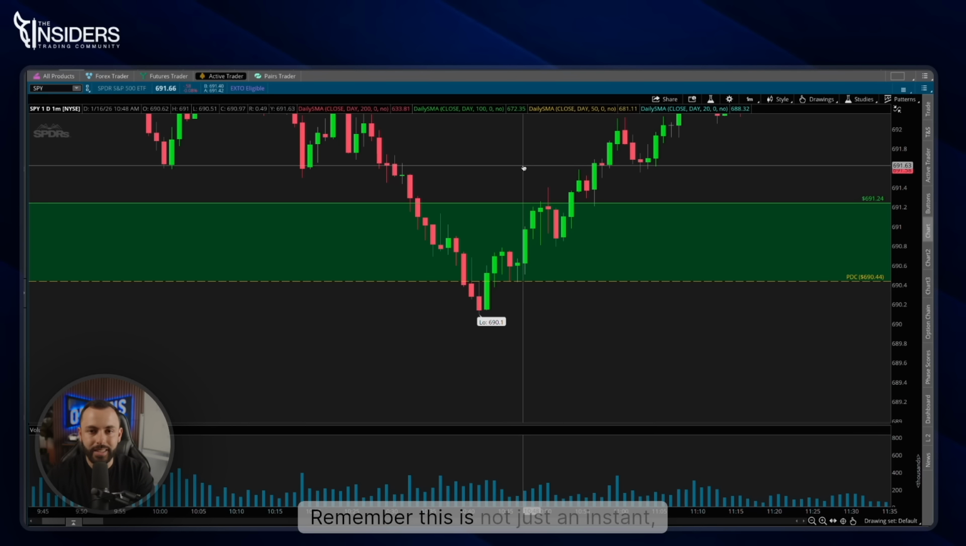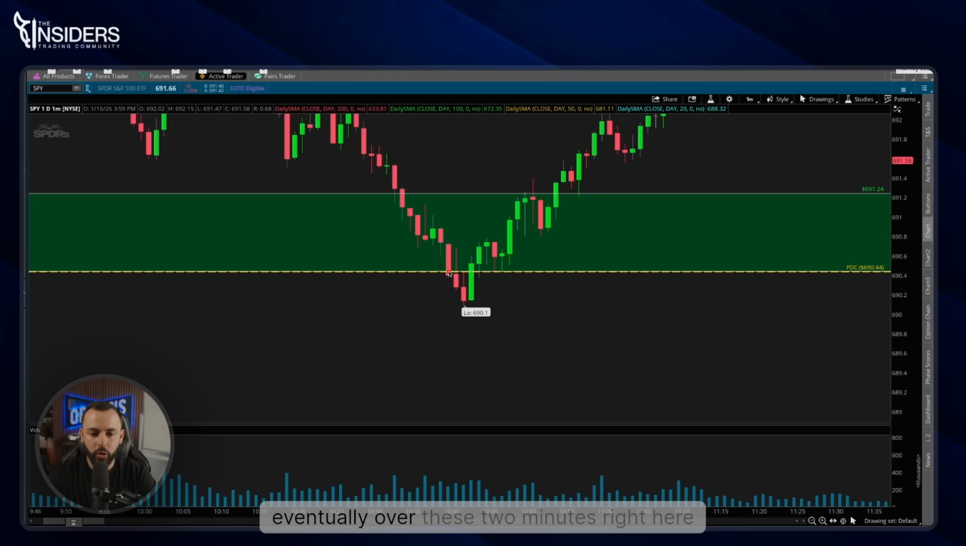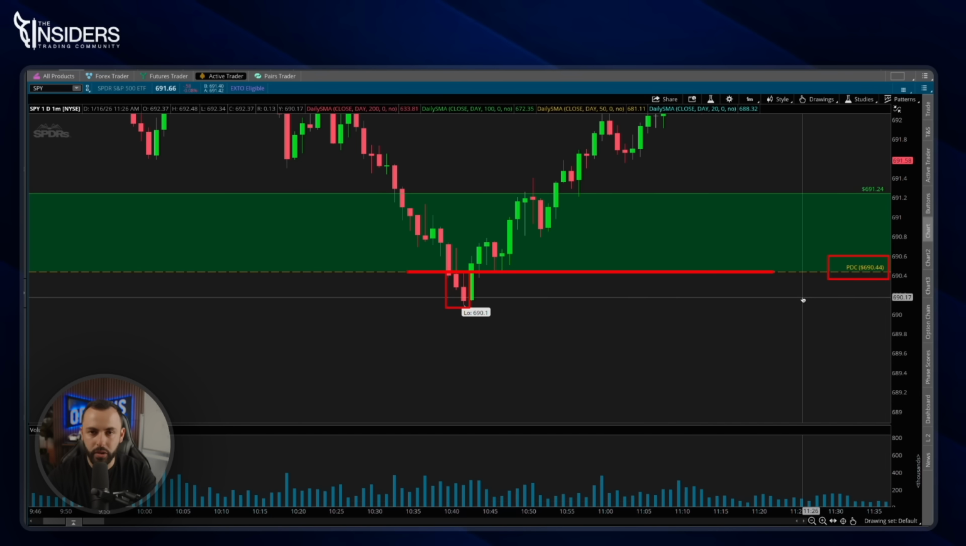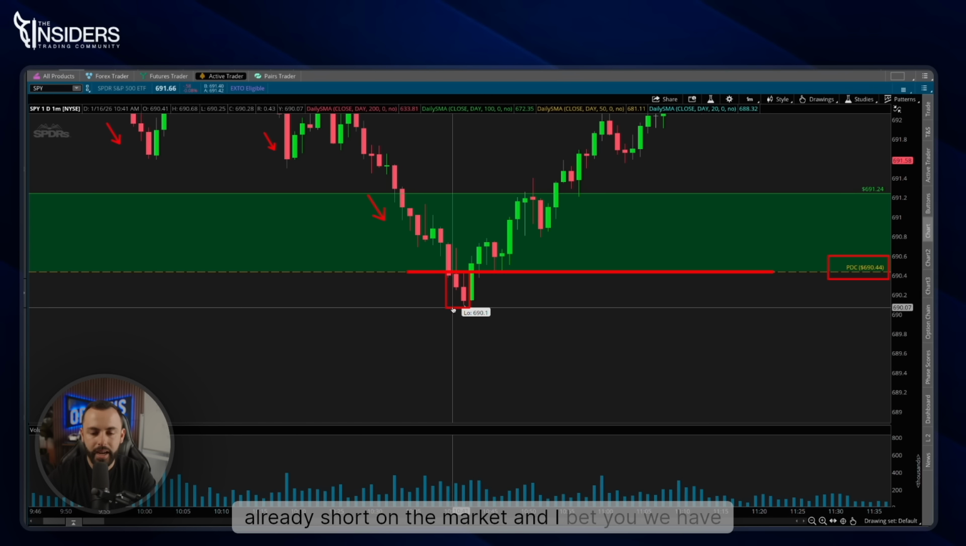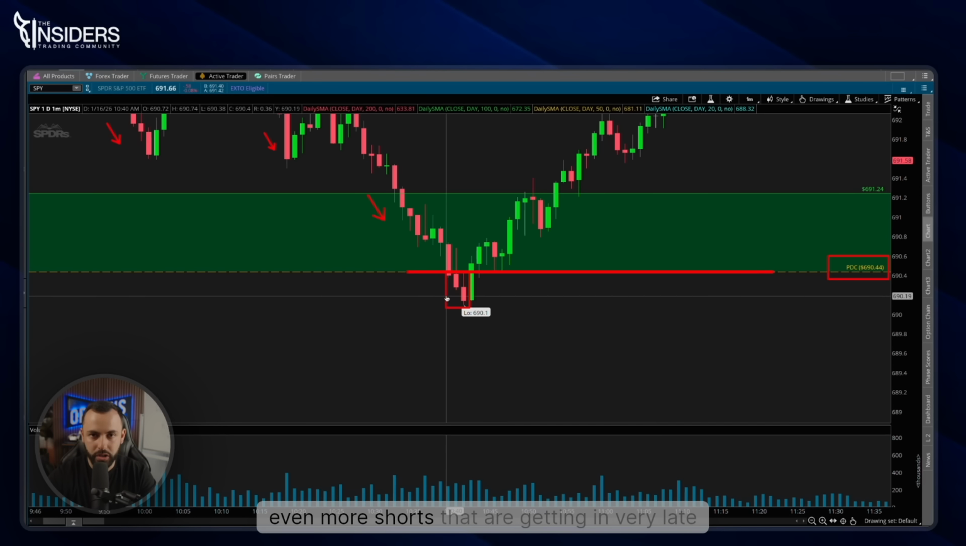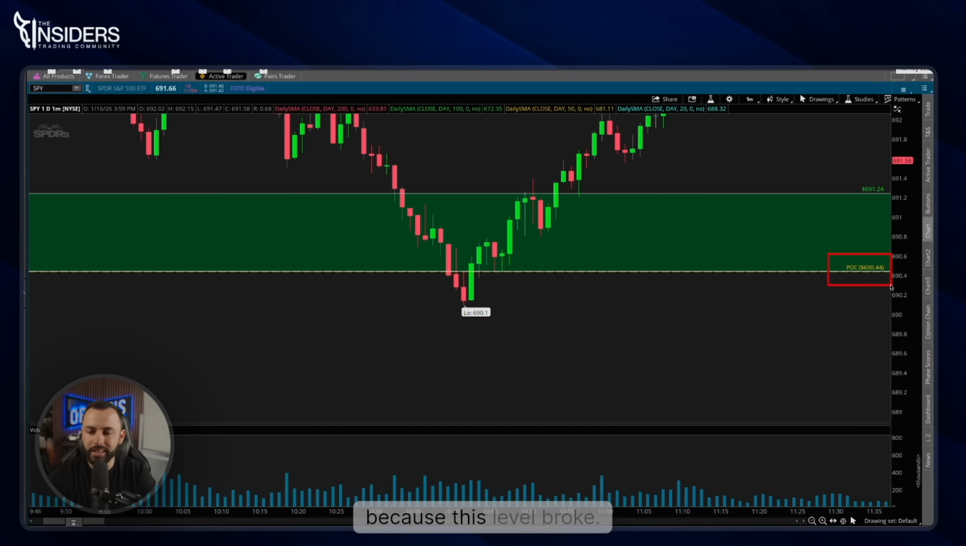Remember, this is not just an instant short, instant long, whatever it might be. We need to be using price action to make that judgment. So we can see that the market moved lower and eventually over these 2 minutes right here actually broke below the gap close level at 690.44. So we had previous shorts coming in who are already short on the market, and I bet you we have even more shorts that are getting in very late here, looking for downside continuation because this level broke.